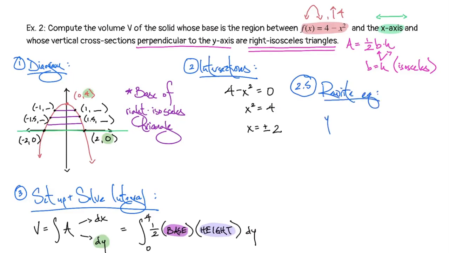And so we have y equals 4 minus x squared, but that is an equation with x's in it. So if I want to write an equation with y's in it, I'm going to take this equation and solve for x. I'm going to get x by itself. And when I do that, I get x squared equals 4 minus y. But in order to isolate the x, I'm going to need to take the square root, and I'll get x equals square root of 4 minus y.